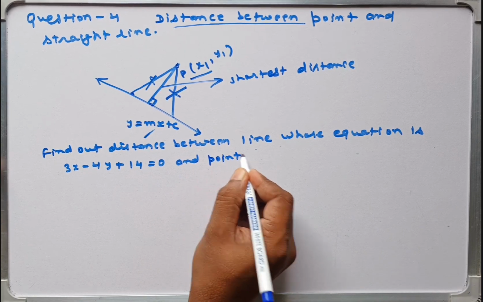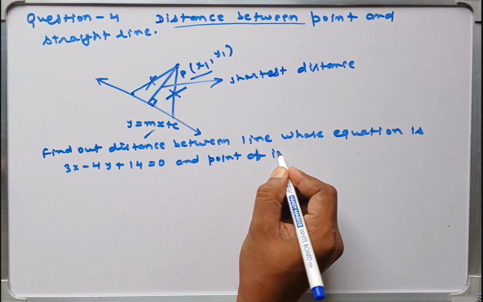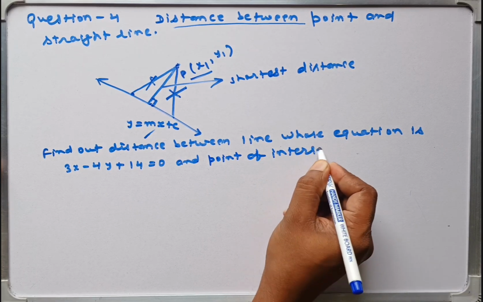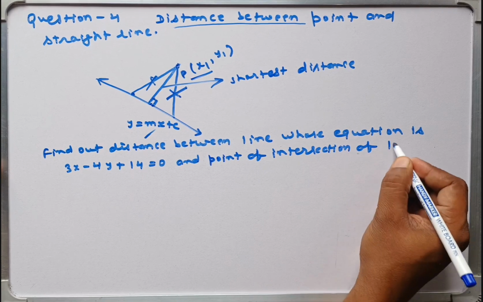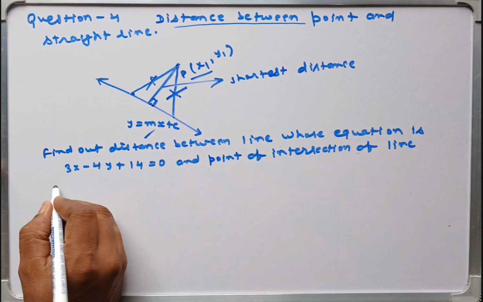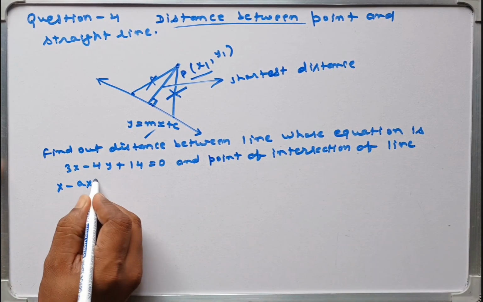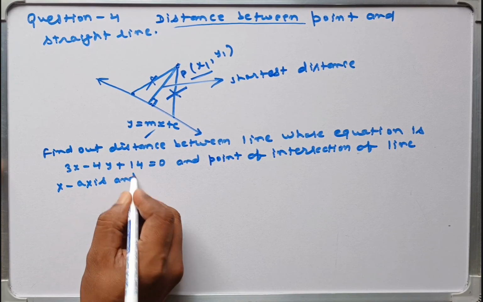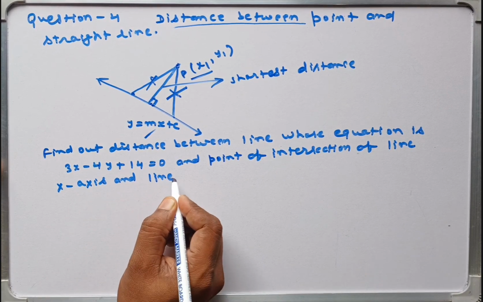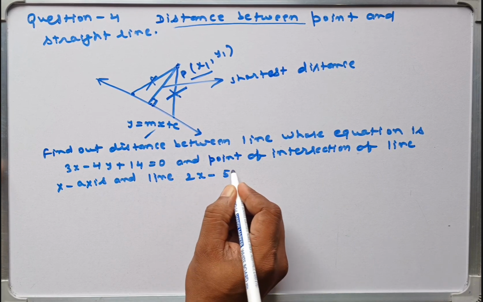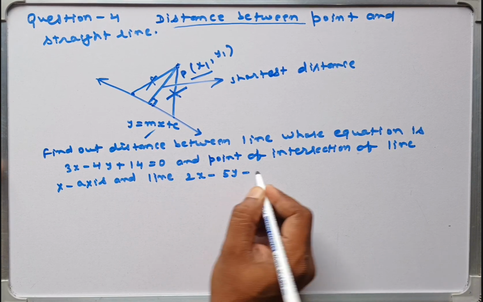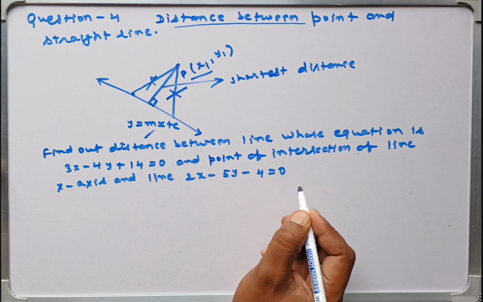the point of intersection of the line x-axis and the line 2x minus 5y minus 4 equal to 0.